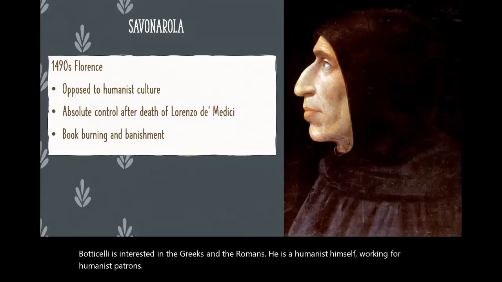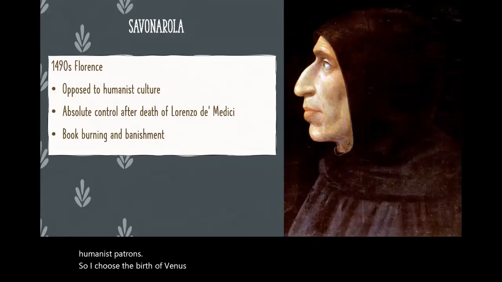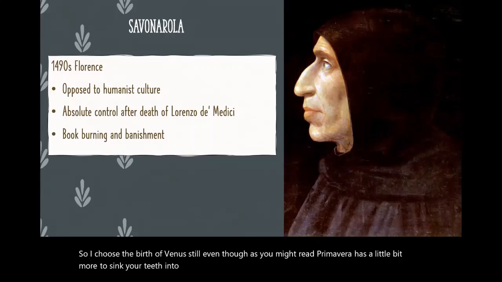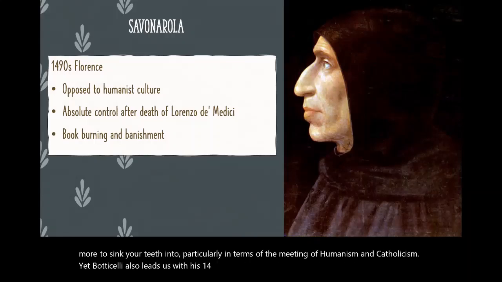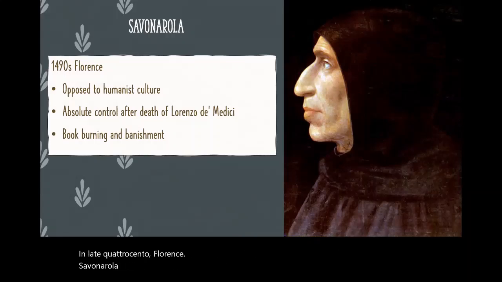So I choose The Birth of Venus still, even though, as you might read, Primavera has a little bit more to sink your teeth into, particularly in terms of the meeting of humanism and Catholicism. Yet Botticelli also leads us, with his 1480s work there, to Savonarola. In late Quattrocento Florence, Savonarola here, which I'm not able to yet credit this particular portrait. He's done in a very strict, very Roman profile, all in black.